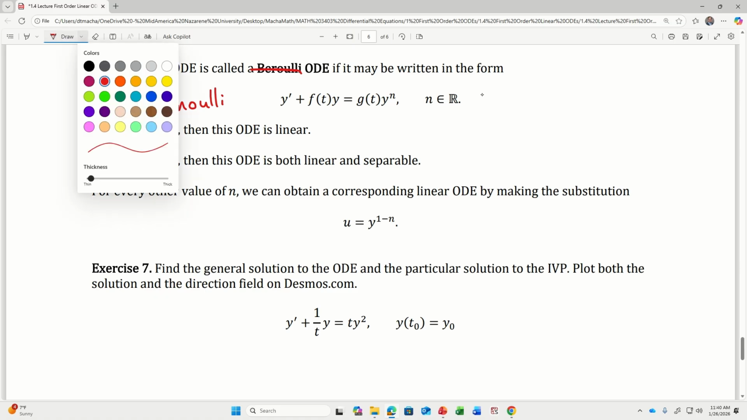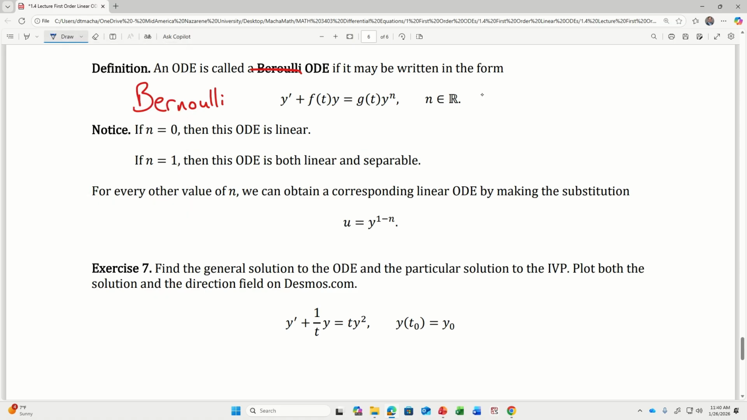So this looks a lot like a first order linear ODE. The difference between a first order linear ODE, which would look like this, and a Bernoulli ODE is that in a Bernoulli ODE, you're also allowed to multiply that term on the right-hand side by y to the power n, and n can be any real number.